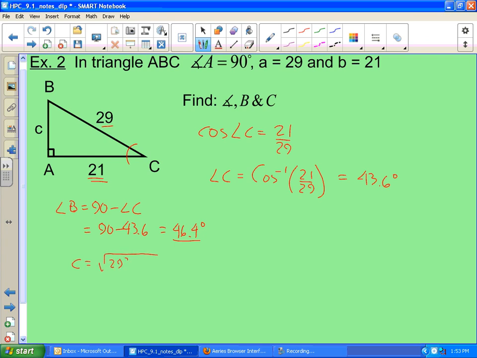29 squared minus 21 squared, square root of that whole thing. I think this is 20. All right? So we found all of the parts there, sometimes using trig, sometimes just using the diagram.